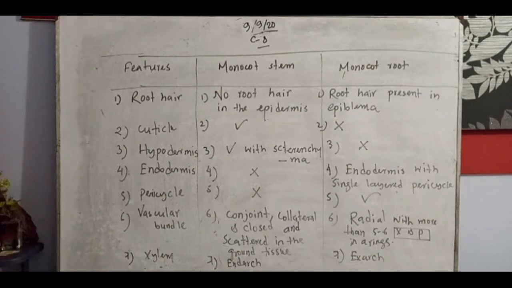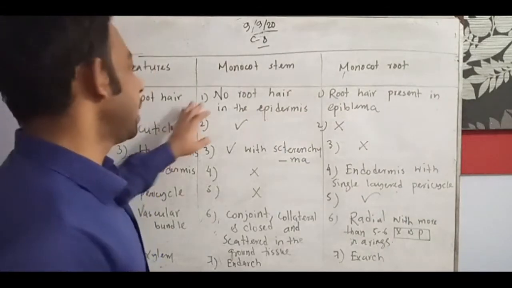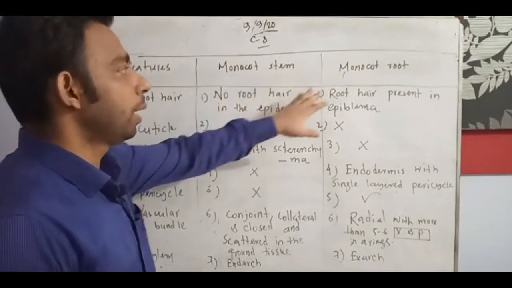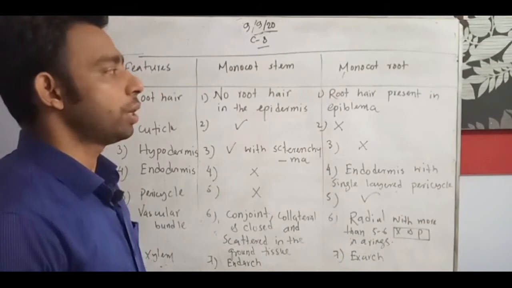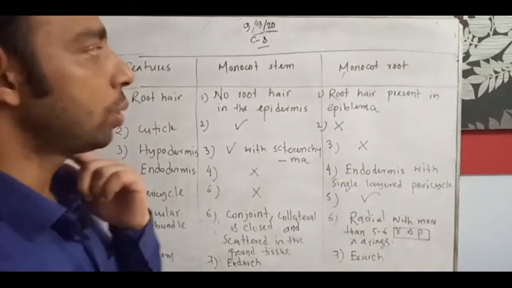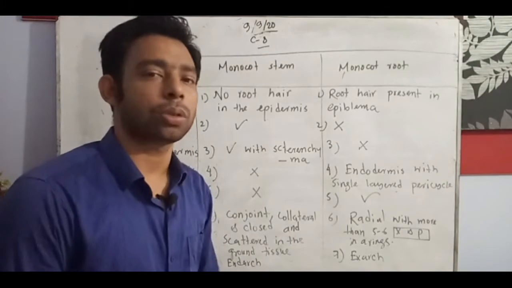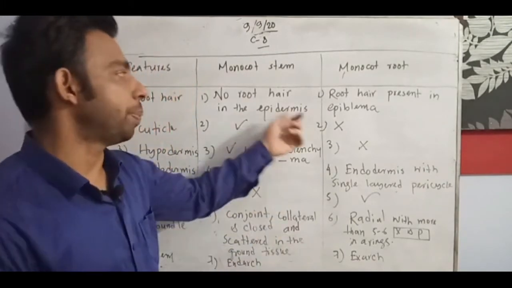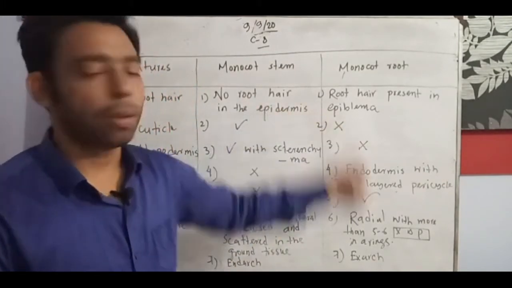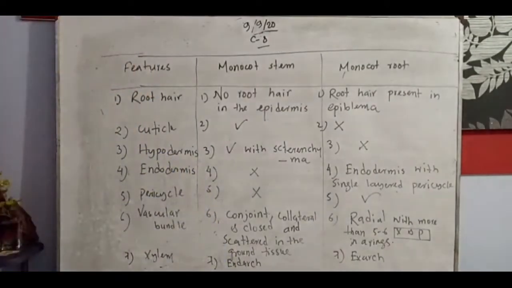First, we try to understand the root hair features. The first one is that there is no root hair in the epidermis. That means in the outer layer we didn't see any root hair in the case of the monocot stem. And in the monocot root, root hair must be present in the epiblema, since the outer layer of the root is called the epiblema, and in the stem it is the epidermis. So no root hair in the epidermis, but root hair present in the epiblema. This is the first feature.